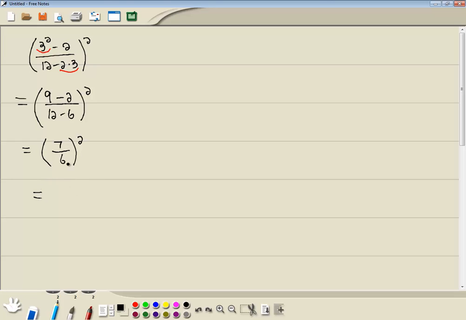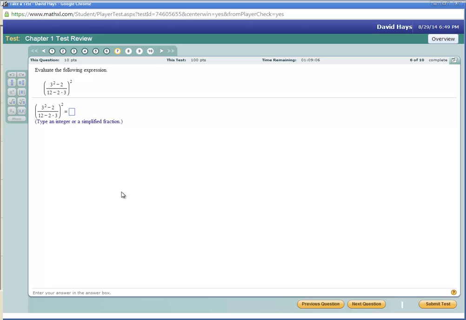Okay, now 7 over 6, we can't handle that fraction at all. It doesn't divide evenly or anything. And 7 over 6 to the second power means 7 over 6 times 7 over 6. If we multiply the top parts together, 7 times 7 is 49. 6 times 6 is 36. So our answer would be 49 over 36. So 49 over 36. That's the next question.